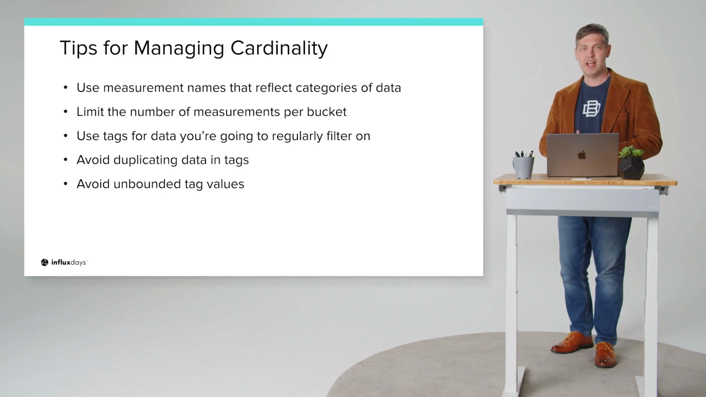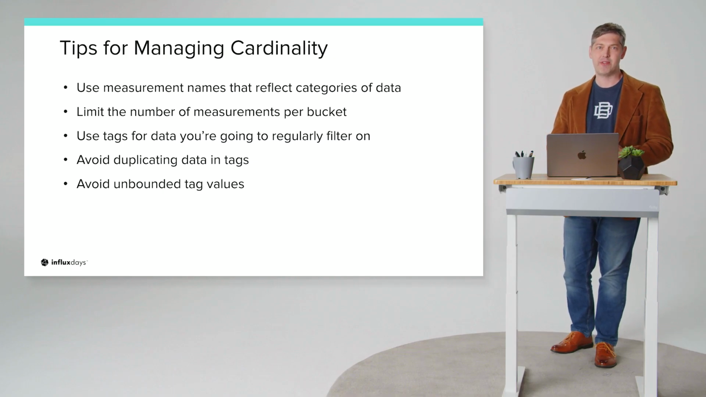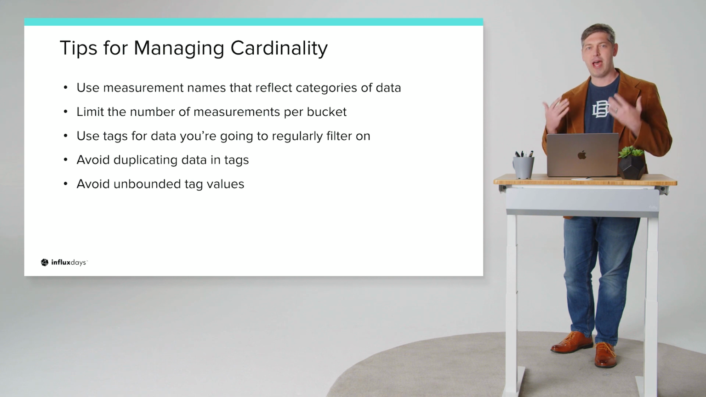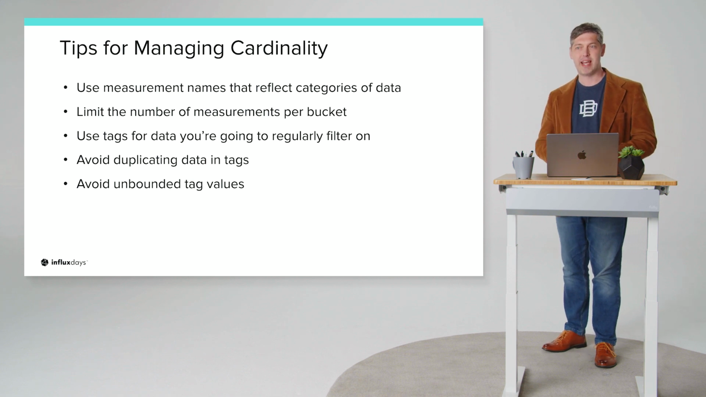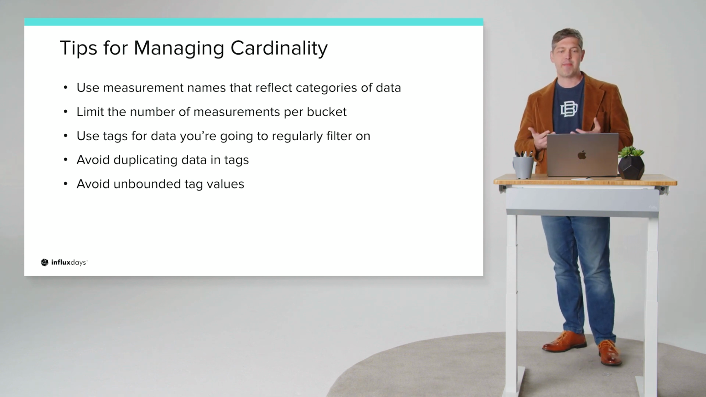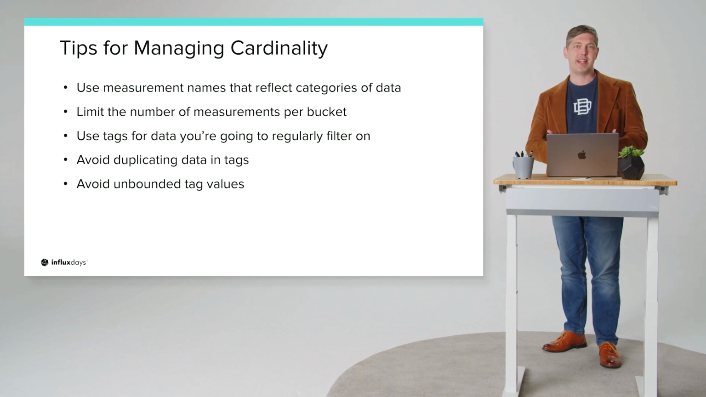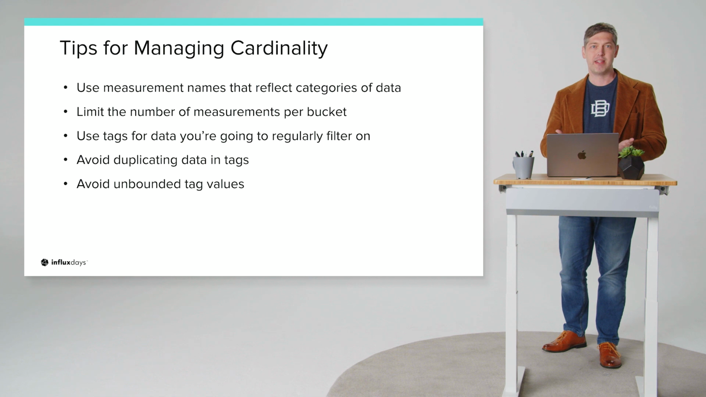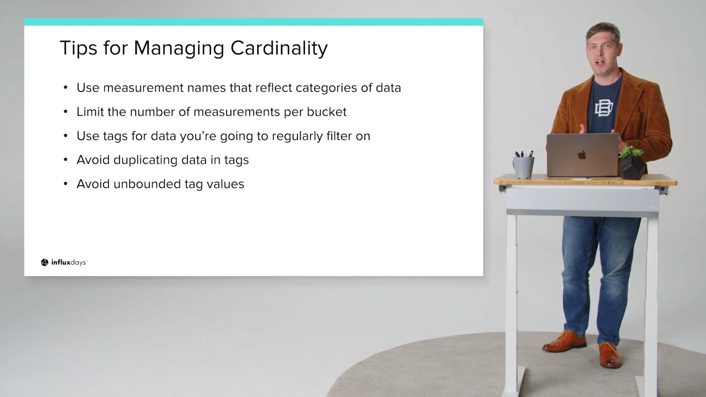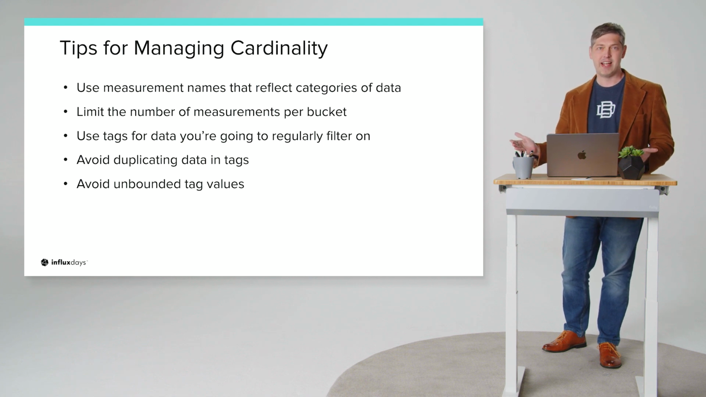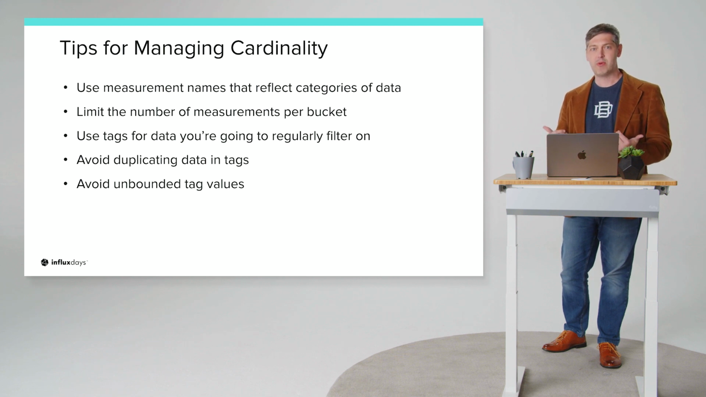And lastly, avoid unbounded tag values. Unbounded means you don't know how many different values there's going to be for that tag. Some examples of that might be a randomly generated ID or user input where you don't know what the user is going to input into there, or timestamps. All of these things are going to explode your cardinality and you don't really need them in there. Put those in fields. You can still query by them. It just might make your query a little slower, but it's going to make your overall performance a lot better.